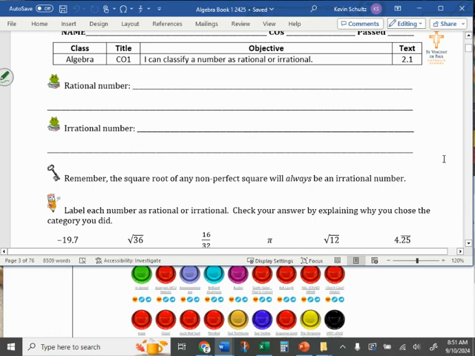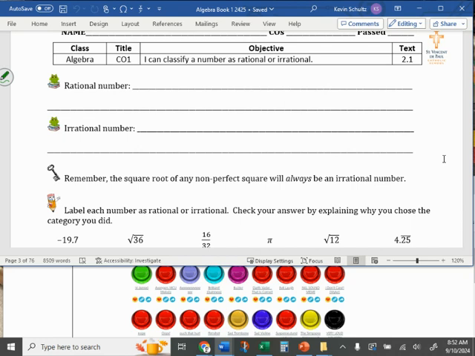We are kicking off the year with CO1, which is classifying a number as rational or irrational. Now, last year in pre-algebra, your CO1 was classifying a number as a whole number, an integer, a rational, or an irrational. I'm kind of hoping we remember what a rational number is and what makes something rational versus irrational. So, think back to last year. What is a rational number?